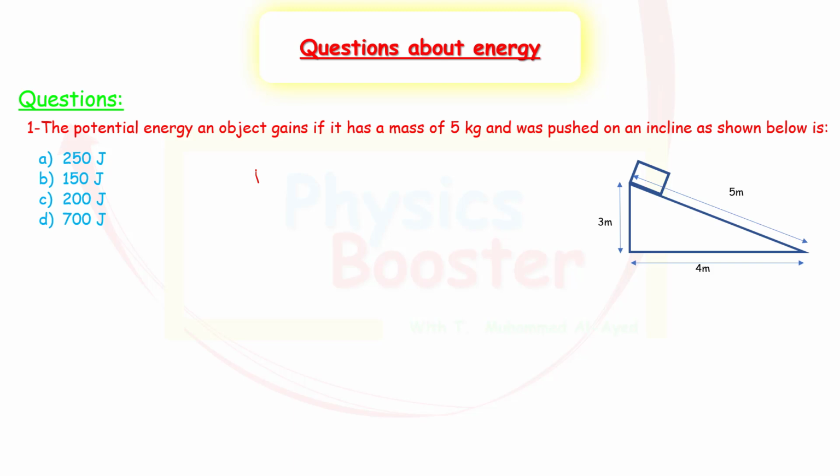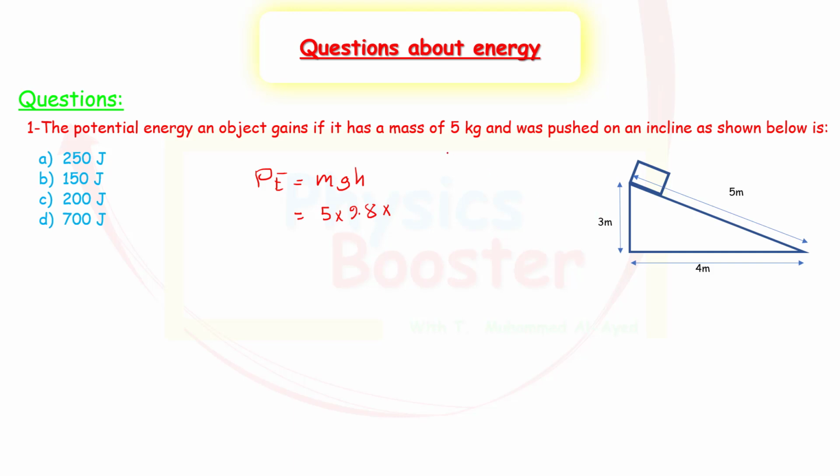We know that the gravitational potential energy is equal to m multiplied by g multiplied by h, okay? Now, the mass, it's clear in the question, that's 5. G is equal to 9.8. And finally, h. Which value should I use for h? Should I use the 5 meters or should I use the 3 meters?